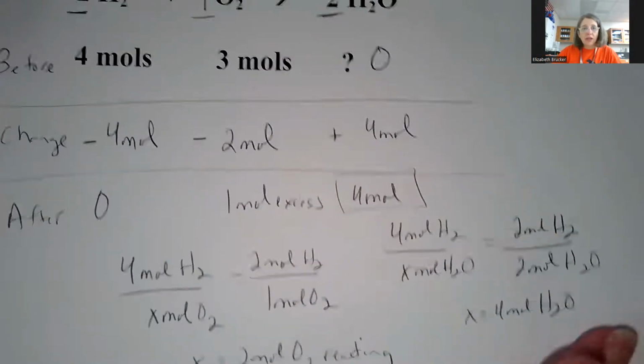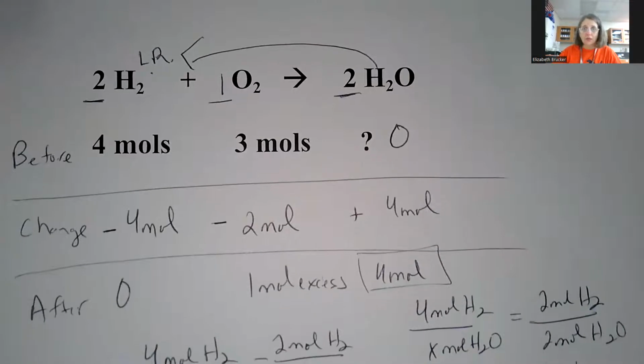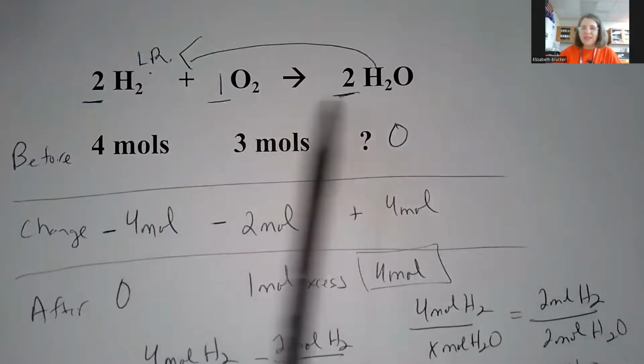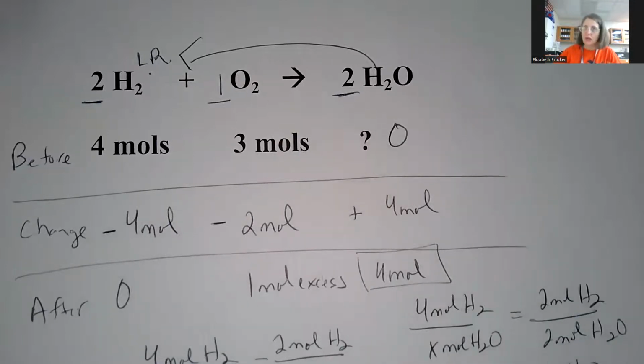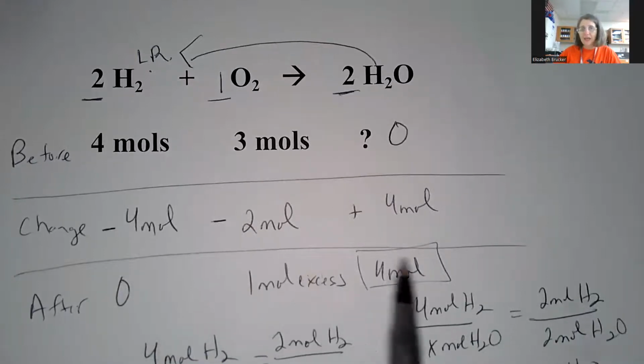So again, we could draw some of these molecules, but because our math problems are not always going to be nice for the drawing, we're going to use these BCA tables to essentially organize our information and find out what's our limiting, what's in excess, and how much I make in the product.